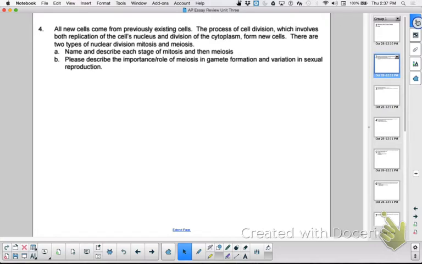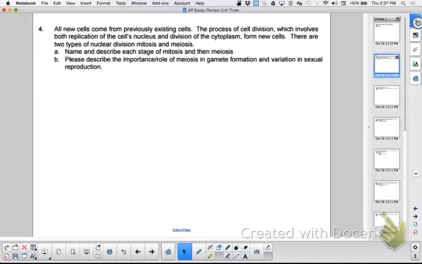Now, when we talk about division of the nucleus, what stage is that called? Mitosis. And division of the cytoplasm is? Cytokinesis. There are two types of nuclear division, mitosis and meiosis. Name and describe each stage of mitosis and then meiosis. And please describe the importance or role of meiosis in gamete formation and variation in sexual reproduction. So there's a lot in that, right?